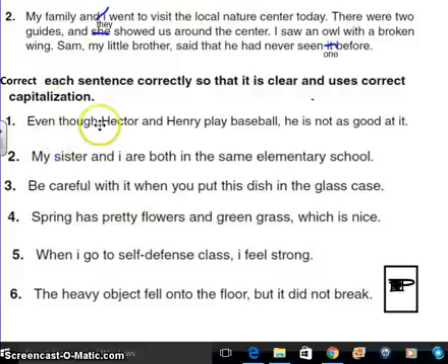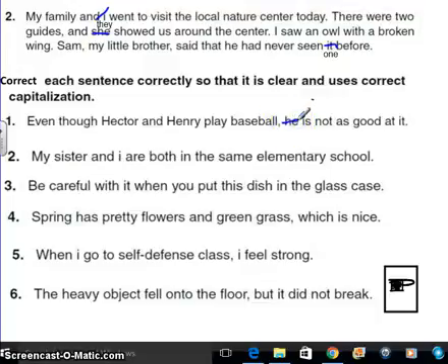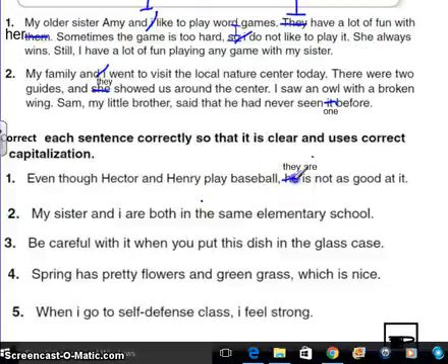All right, here we go. We're going to do this next activity. And it says, correct each sentence so that it is clear and uses correct capitalization. So let's read the first one and do it together. Even though Hector and Henry play baseball, he is not as good at it. Even though Hector and Henry play baseball, he is not? Oh, what do I better put instead? I would have done, they are not as good at it. Even though Hector and Henry play baseball, they are not as good at it.